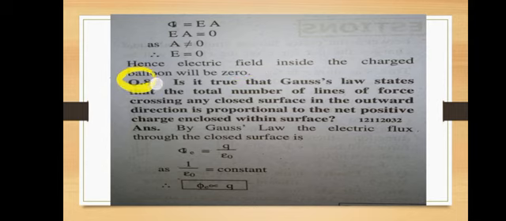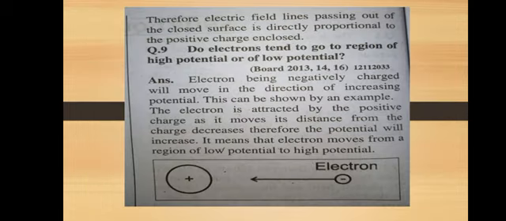While in question number 8, is it true that Gauss's law states that the total number of lines of force crossing any closed surface in the outward direction is proportional to the net positive charge enclosed within the surface? Yes. According to Gauss's law, electric flux is equal to Q over epsilon naught, and 1 over epsilon naught is a constant. So electric flux is directly proportional to Q. Therefore, the electric field lines passing out of the closed surface are directly proportional to the positive charge enclosed.